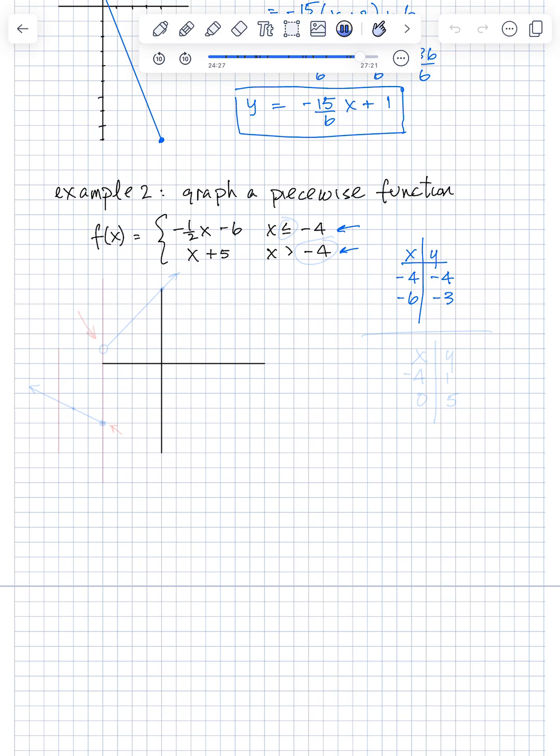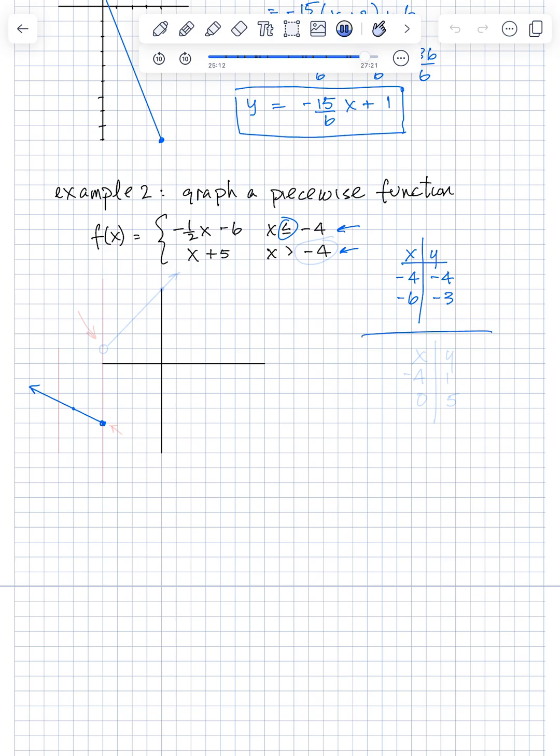Let's go ahead and do that. So we have -4, -4. And this is going to be a dot because it's a less than or equal to. And then our other point, -6, -3, is right here. And so we can go ahead and plot this now. It's just going to go like that, and it's going to continue on. Don't have to draw the arrow, but sometimes it's handy.